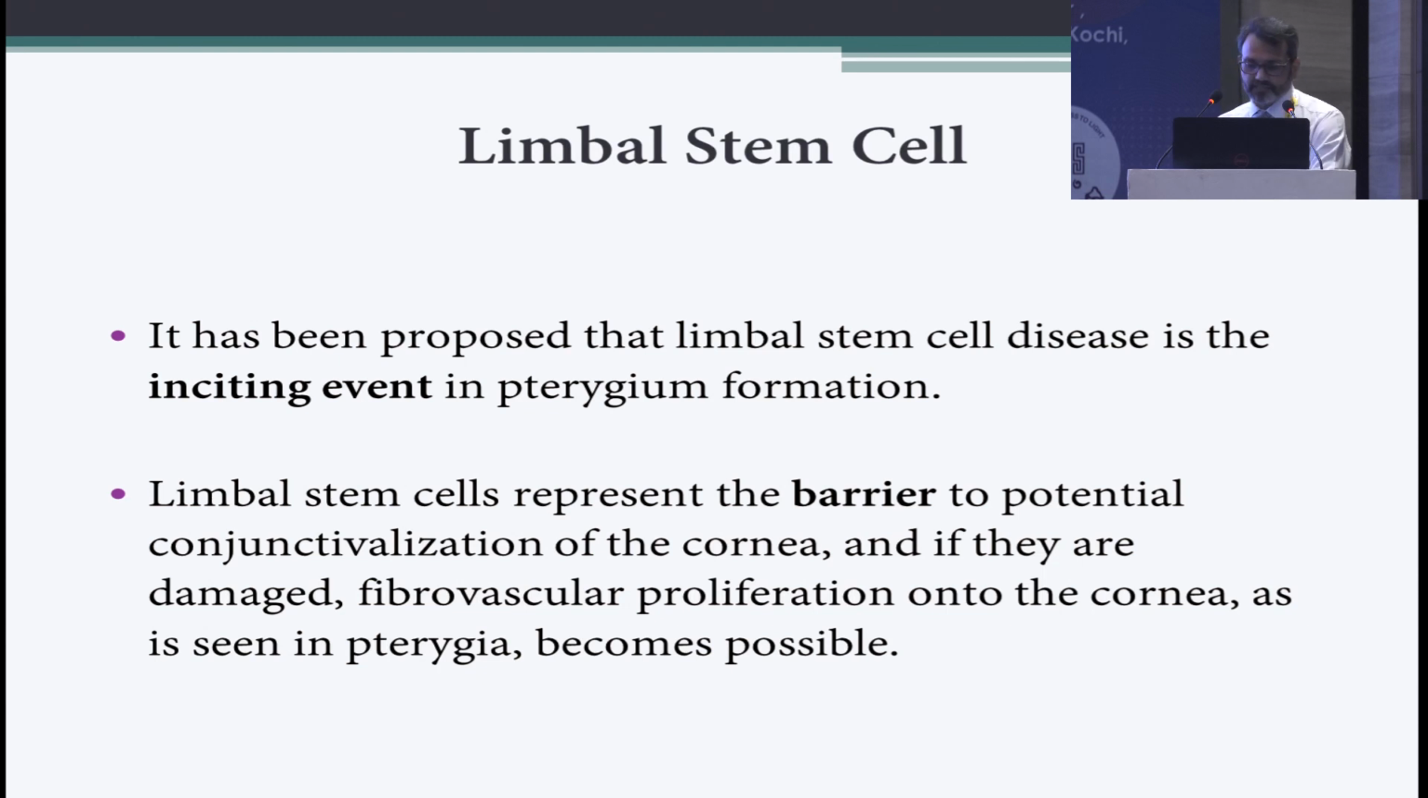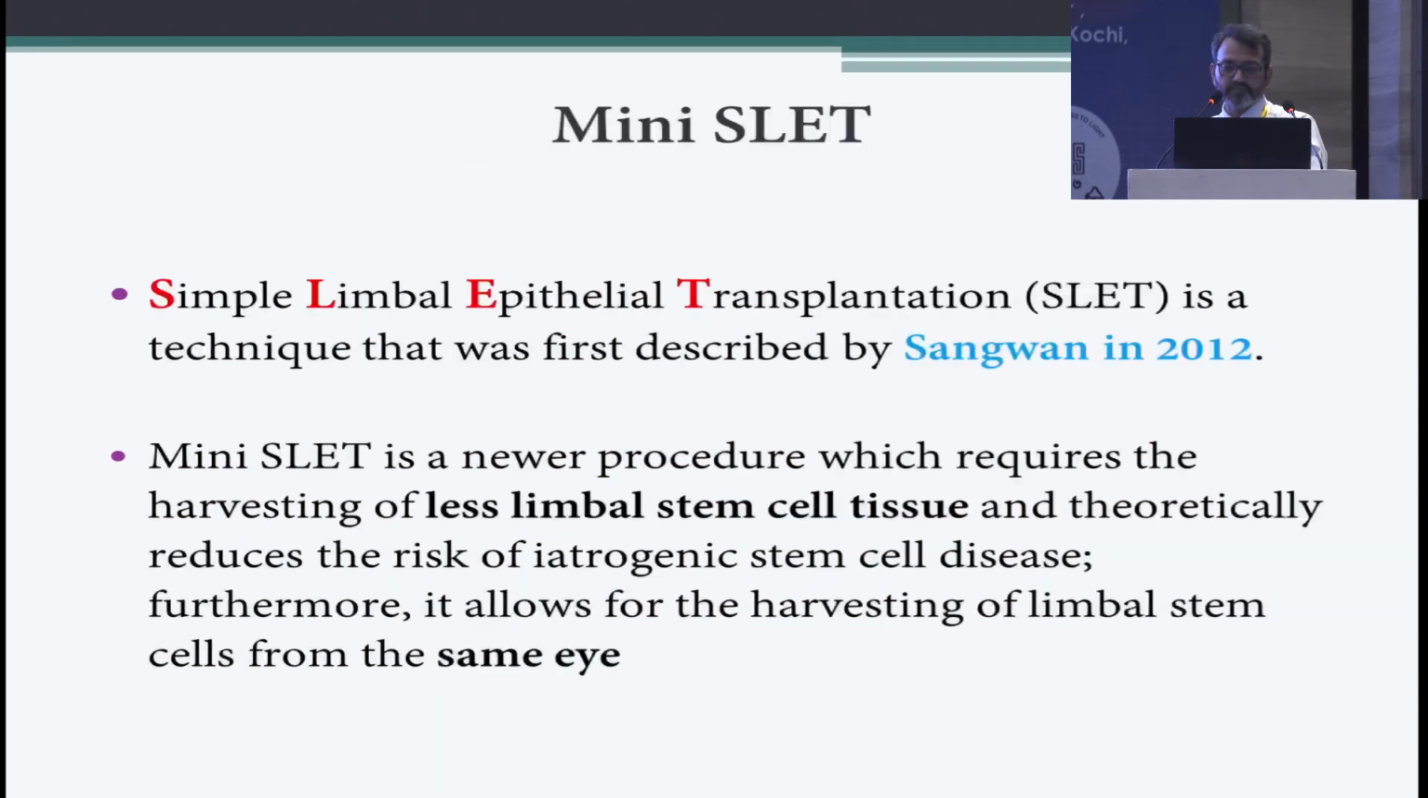Simultaneously, these concepts were being propagated, that the reason for pterygium is some problem with the limbal stem cells. It has been proposed that limbal stem cell disease is the inciting event in pterygium formation, and limbal stem cells represent the barrier to potential conjunctivalization of the cornea, and if they are damaged, fibrovascular proliferation onto the cornea, as is seen in pterygia, becomes possible. So we have to take care of the limbal stem cells.